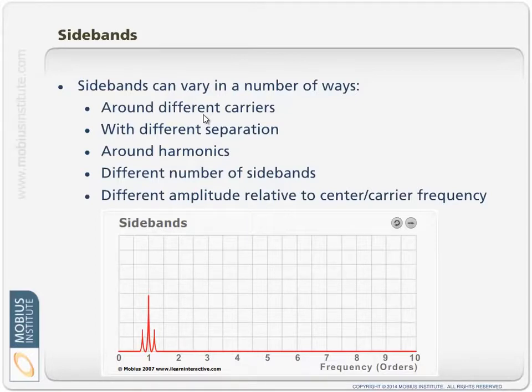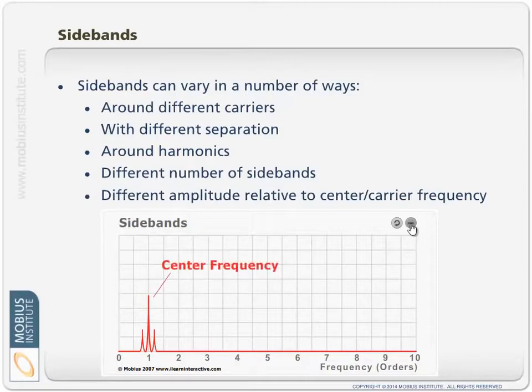The separation, this actual sideband frequency, as we'll see in a moment, could be 1x vibration, it could be equal to the fundamental train frequency, it could be equal to the pole pass frequency, various types of separation. So we get different carriers depending on what sort of machine and component we're looking at, and the separation according to the fault. We can have harmonics, and those harmonics can have sidebands. We can have just one sideband on either side, or lots of sidebands on either side, and there are variations in amplitude.